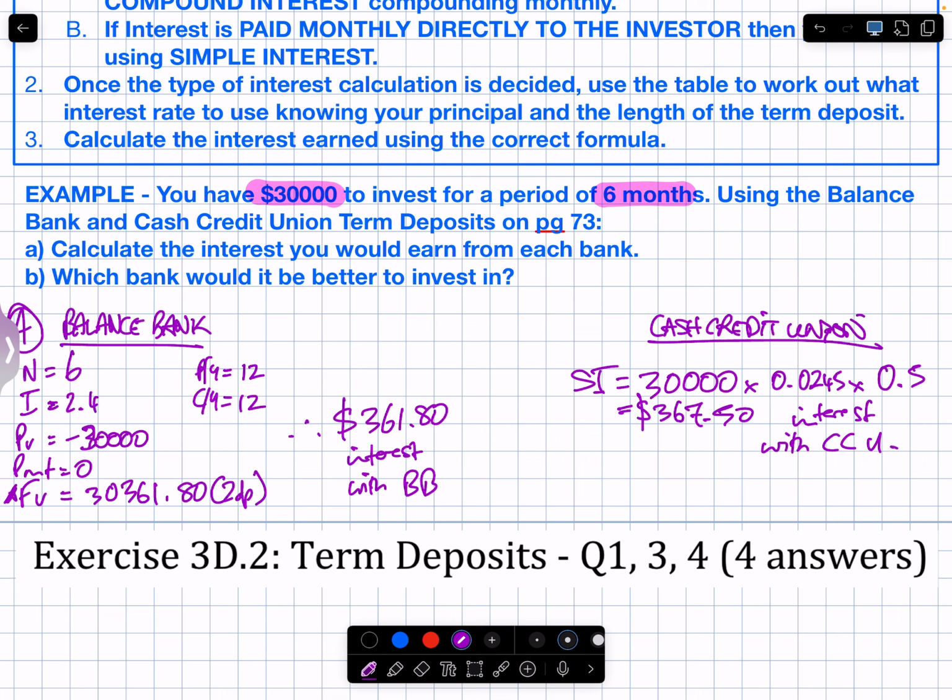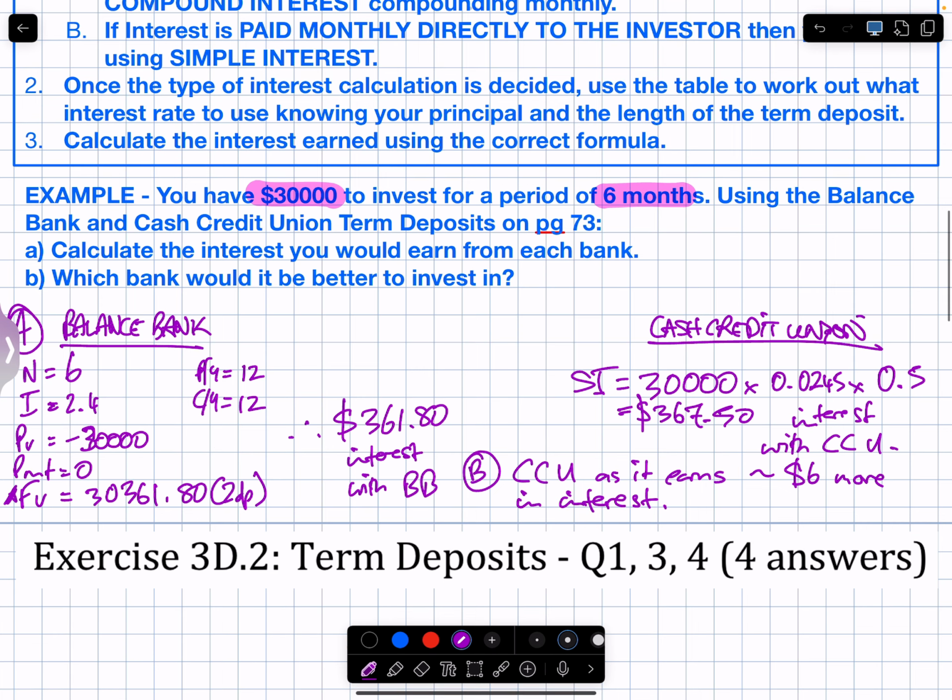So your answer for B, which bank would it be better to invest in? Cash Credit Union, as it earns around $6 more in interest. That's a term deposit question, okay? Do not copy that green table. You'll be given that green table on your page for the test. It's just in your textbook on page 73.